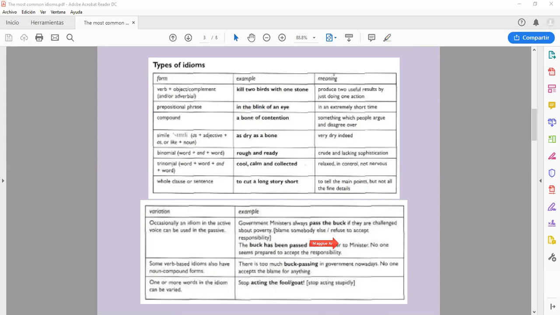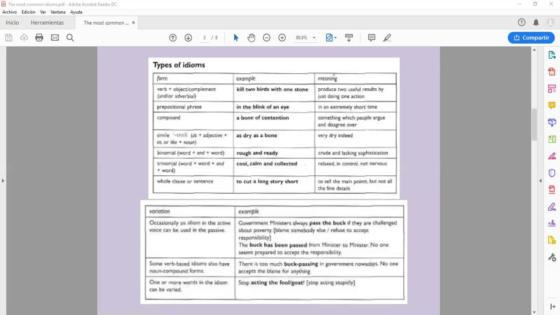Oh, I'm sorry. You know what? I am going to write it on the chat. To kill two birds with one stone. I guess that we have one in Spanish similar to this. What's our idiom? All right. Kill two birds with one stone.